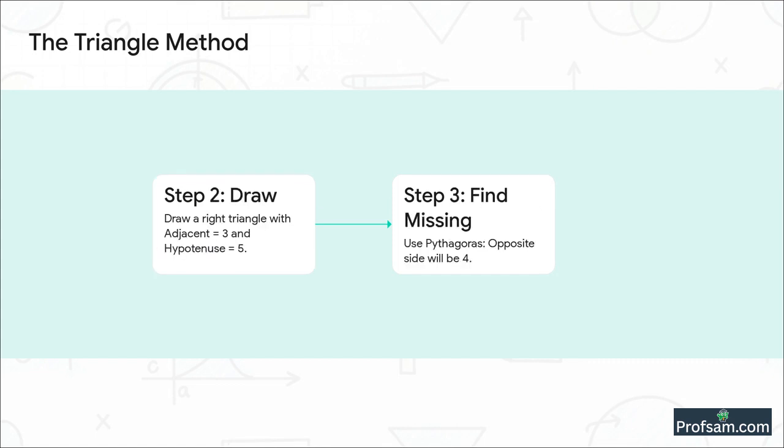Step 2, rewrite and draw. Since we said theta is equal to cos inverse of 3 by 5, we can just rewrite this as cos of theta equals 3 by 5. Now what do we know about cosine from class 10? It's adjacent over hypotenuse, right? So let's just draw a simple right-angled triangle where the adjacent side is 3 and the hypotenuse is 5.